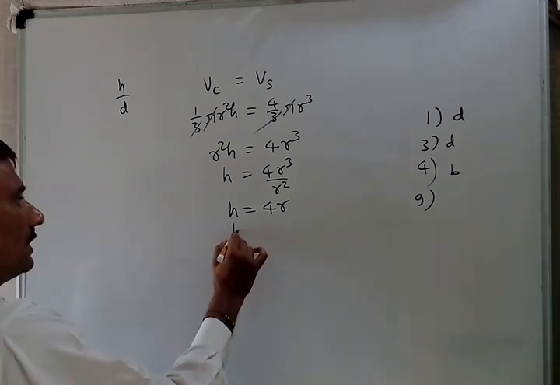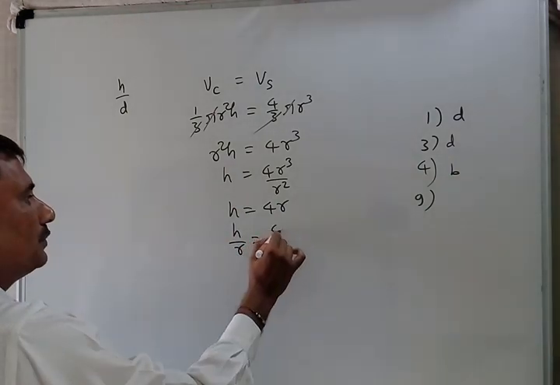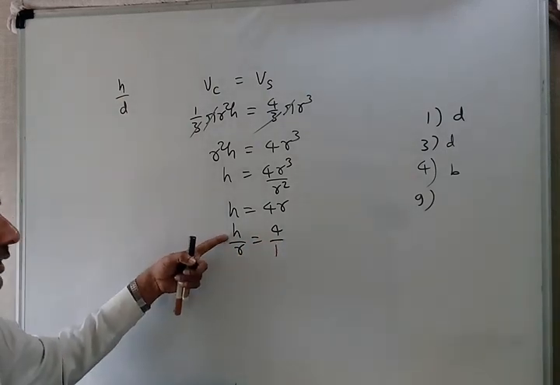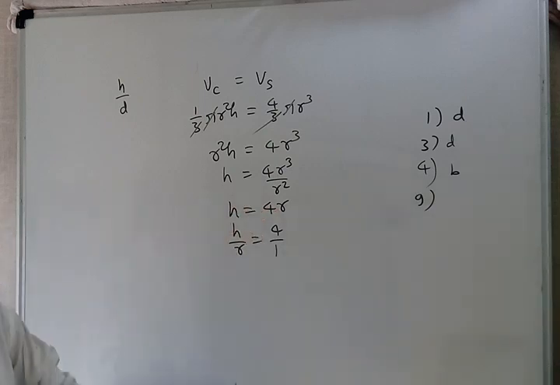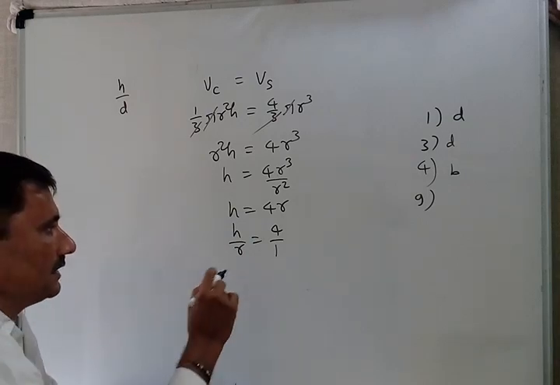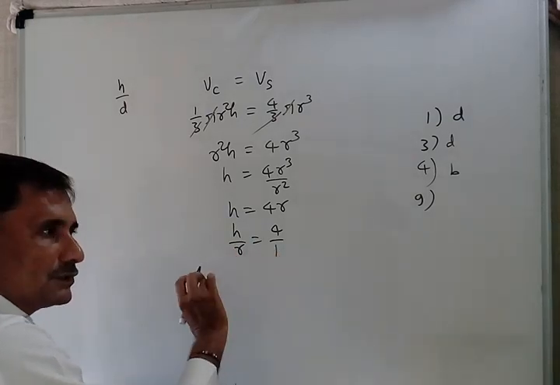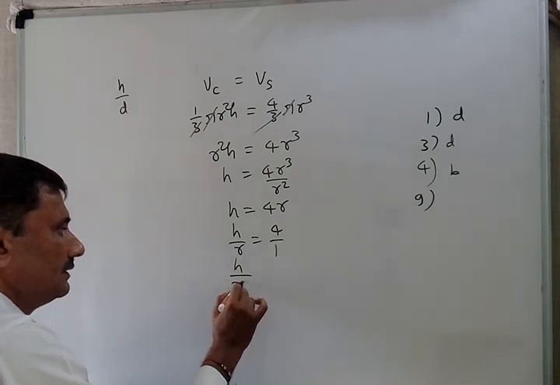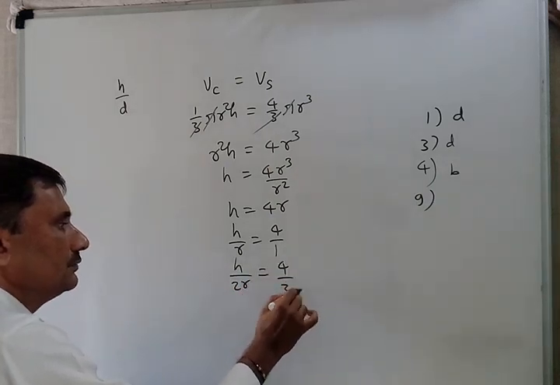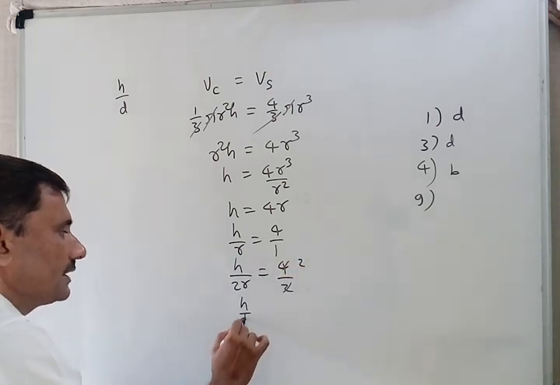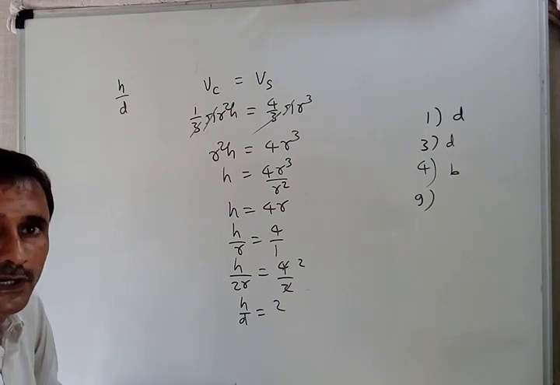So h upon r becomes 4 upon 1. They are asking us h upon d, but first of all we just find h upon r, because in the formula no d, only r is given. Okay, so we found h upon r. Now just make twice here and twice here also. If I write 2r here, then 2 here, means 2 times 4. So h upon d equal to 2, otherwise 2 upon 1.